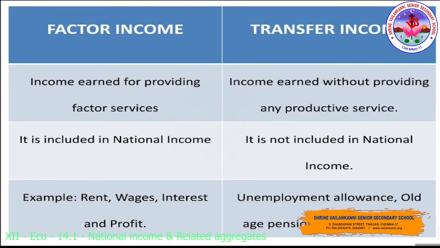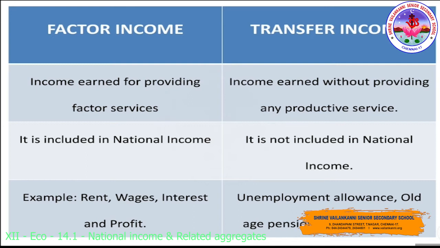Now, let's move on to factor income and transfer income. What is meant by factor income? Factor income refers to income which is received by factors of production for rendering factor services in the production process. Transfer income refers to income received without rendering any productive services in return. So let's see what is the difference between factor income and transfer income.